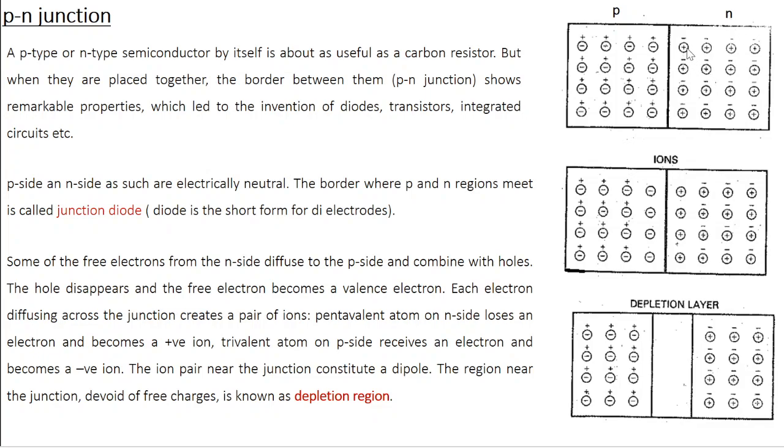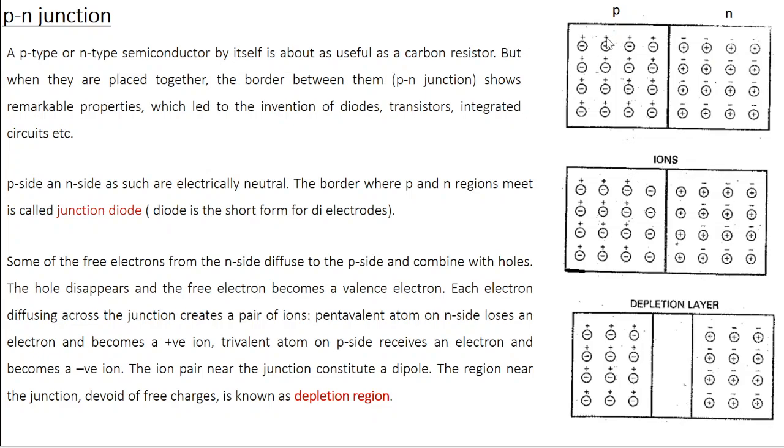Similarly, on the n side, I have a circled plus sign. This indicates the pentavalent atoms, which are the donor atoms. And on top of each circle, I have a minus sign indicating the free electrons associated with the pentavalent atom. So as such, the p side and n side are electrically neutral, because if you look here, you have an equal number of plus and minus signs here, and here also you have an equal number of plus and minus signs. So they are electrically neutral.